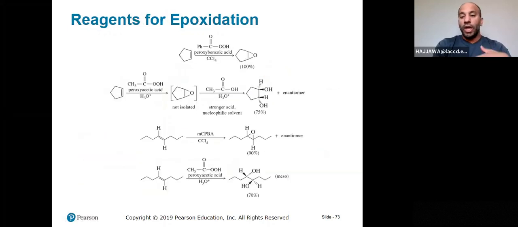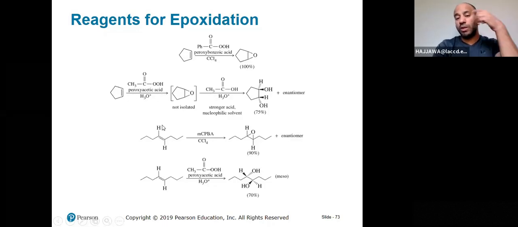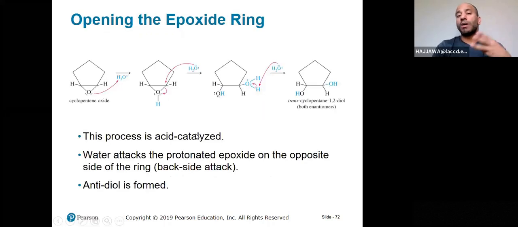So just to show you the other peroxy acids, you have the peroxybenzoic acid. The other one we've seen is the meta-chloro-peroxybenzoic acid. So there is an additional chloro sitting on the phenyl. If there is no chloro, that will be the peroxybenzoic acid. The peroxyacetic acid. So these are the three peroxy acids that are possible to be used in epoxidation of an alkene.